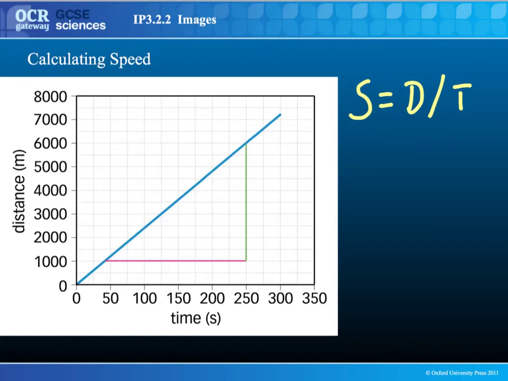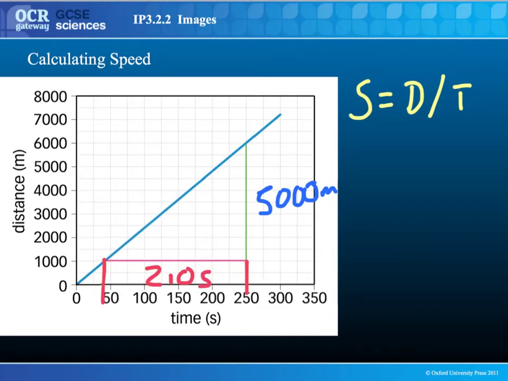The length of the green line has to take into account the scale of the distance. So in this case it's between 1,000 and 6,000, so it's 5,000 meters. It is not 1, 2, 3, 4, 5, 6, 7, 8, 9, 10 squares, it is 5,000 meters. You must also take into account the time taken, which in this case is from about 40 to 250, I'm going to say 210 seconds.